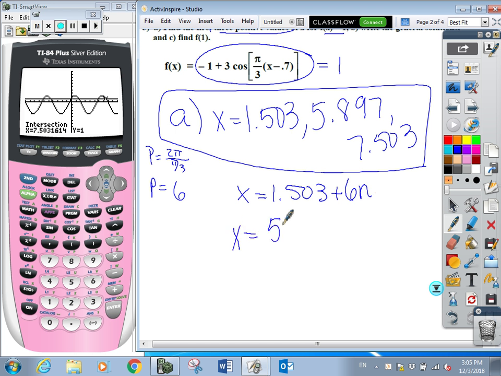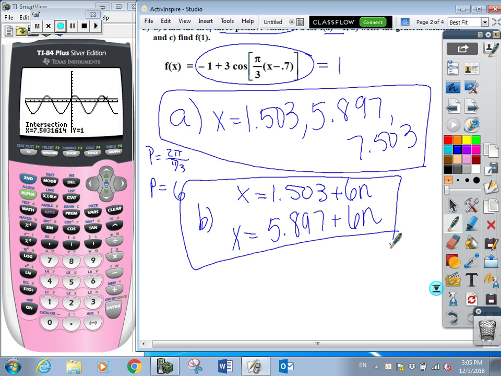X equals 5.897 plus 6n. So there are your general solutions. If you had put 7.503 plus 6n, you would have been repeating this one, and we don't want to write repeating general solutions.